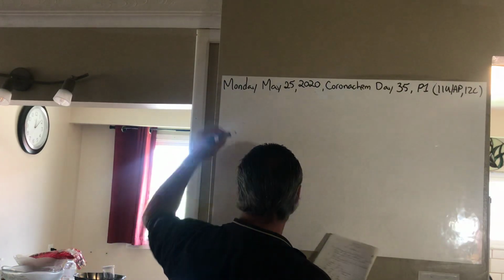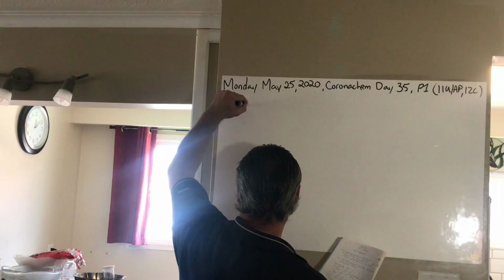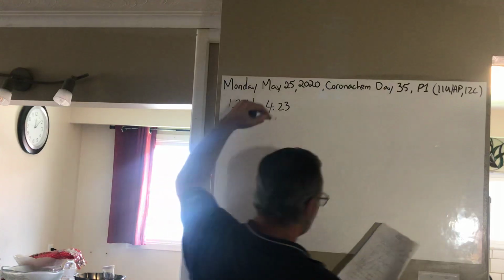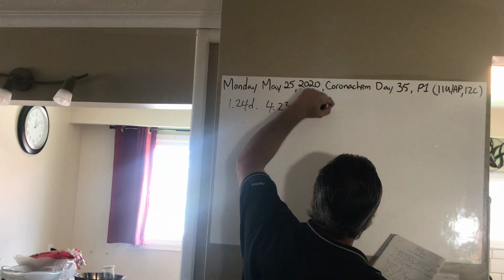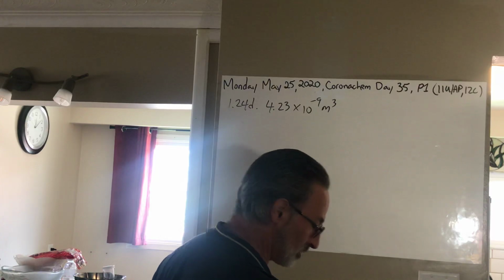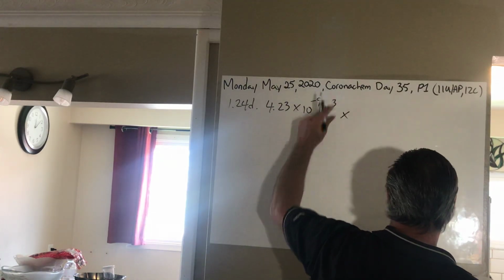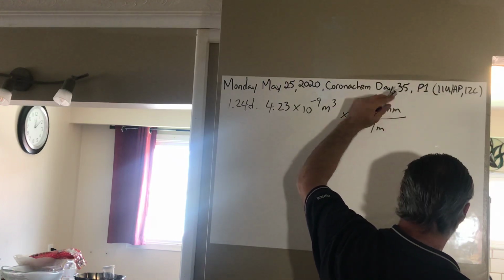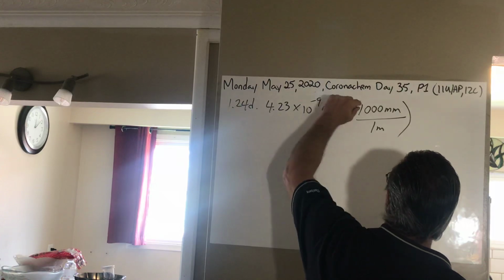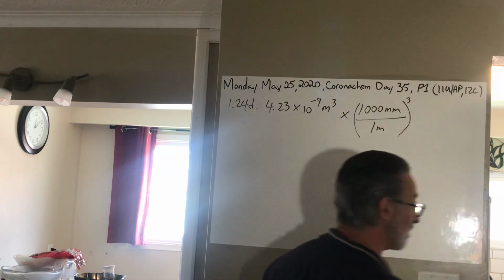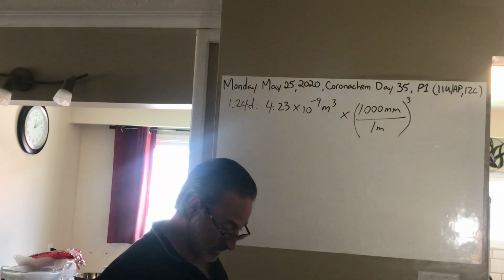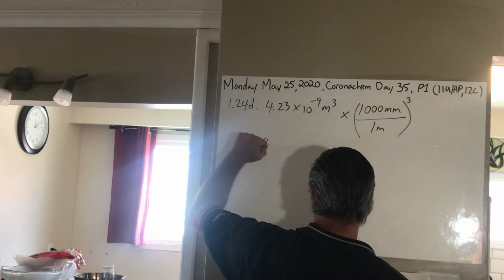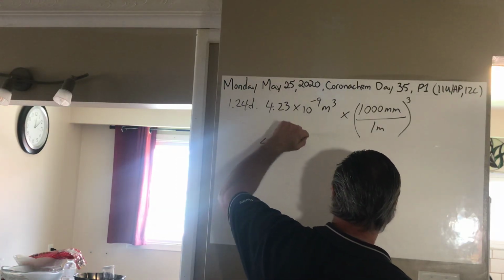124D. So 4.23 times 10 to the negative 9 meters cubed, and they want you to convert it into millimeters. All right, so we know there's 1,000 millimeters in 1 meter. But we're dealing with volume, so we're going to have to raise the whole conversion factor to the power of 3. And that might scare you a little bit, but let's just keep our heads screwed on right, and we'll see that it's not that hard. So 10 to the negative 9 meters cubed.